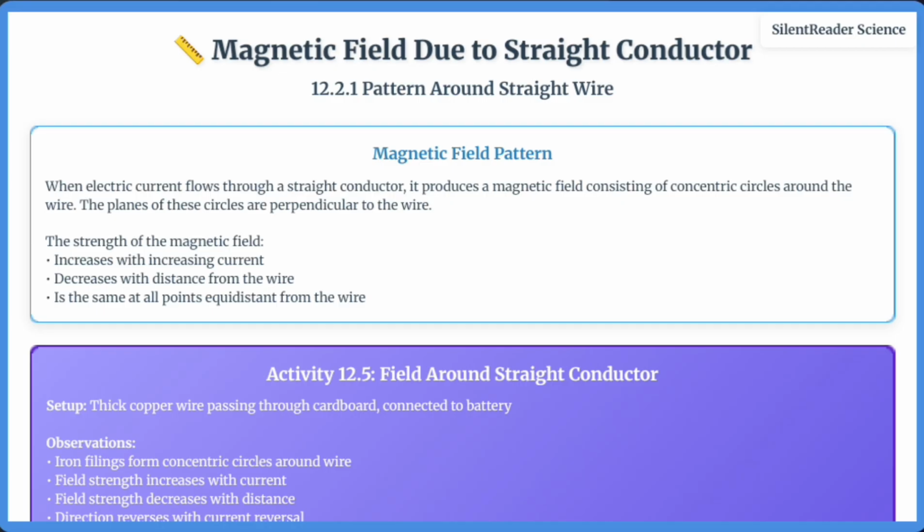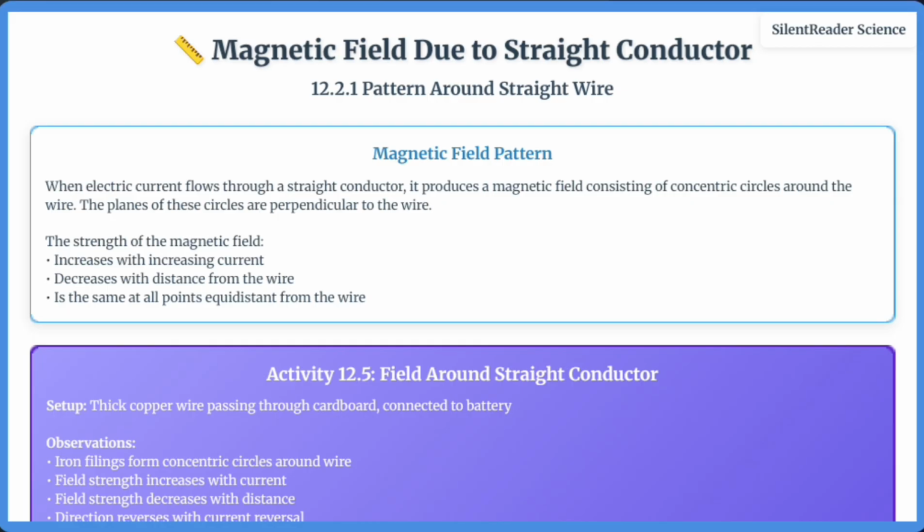We can demonstrate this with an activity using a thick copper wire passing through cardboard and connected to a battery. When we sprinkle iron filings, they form concentric circles around the wire. The field strength increases with current and decreases with distance. The direction reverses with current reversal. The pattern shows concentric circles with the wire at the center.